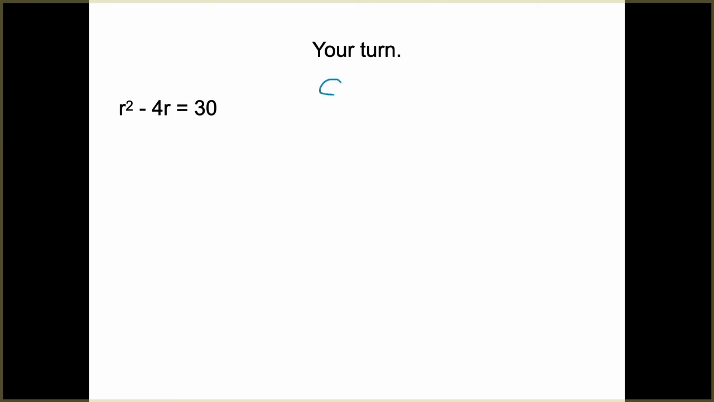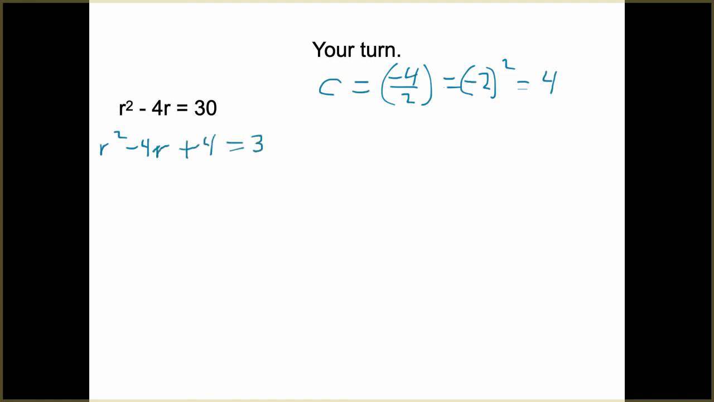Well, first, our c is half of the -4 squared. This is -2 squared, which is 4. We're going to add 4 to both sides. So we have r squared minus 4r plus 4 equals 30 plus 4. The left side is a perfect square trinomial. So we can take the square root of the first, square root of the last, sign in the middle, all squared. We add 30 and 4 together, we get 34.